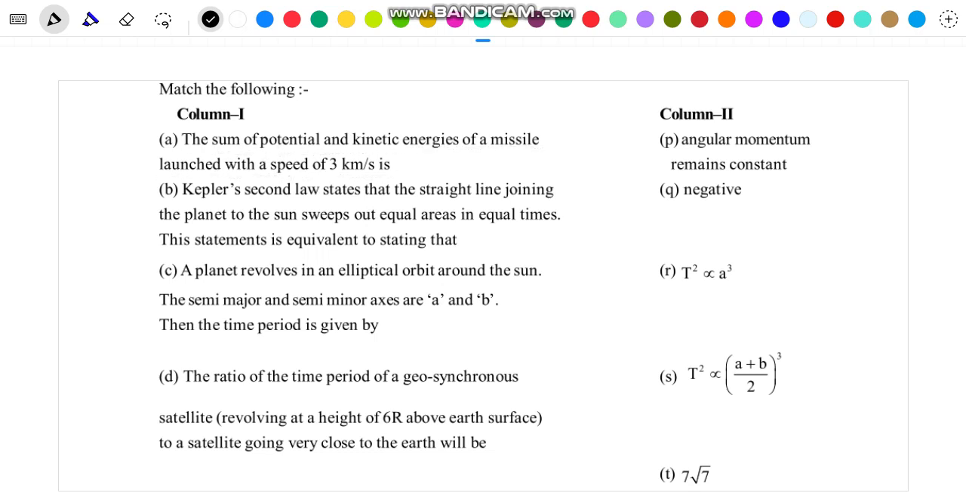Now since we know that this speed is less than escape velocity for Earth, which is approximately 11 km per second, we can conclude that this system of satellite plus Earth is a kind of bounded system. And we know that the total energy of a bounded system is negative. So we can say that option A matches with Q.